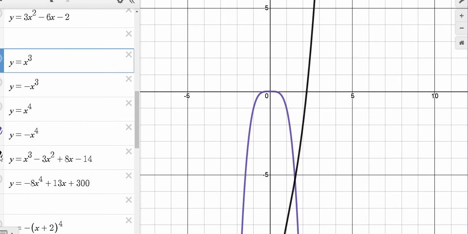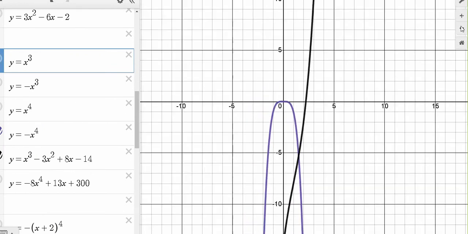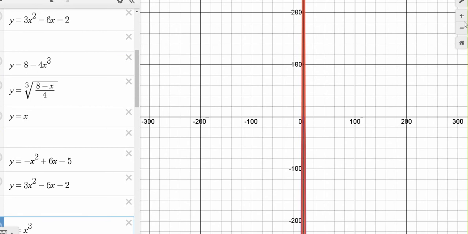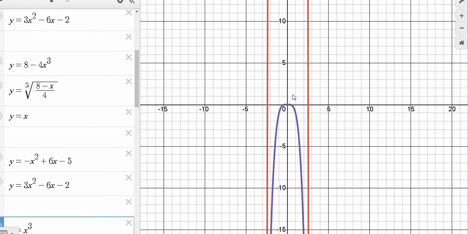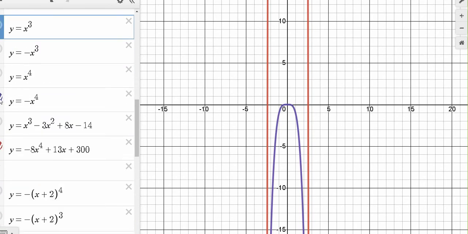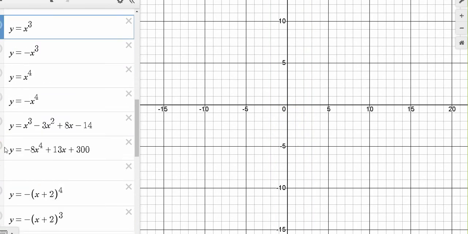Not perfectly like that. I might have to zoom out considerably to see that, but oh, that's the wrong one. Here. There we go. Yeah, they are going towards negative infinity. Nice. All right.